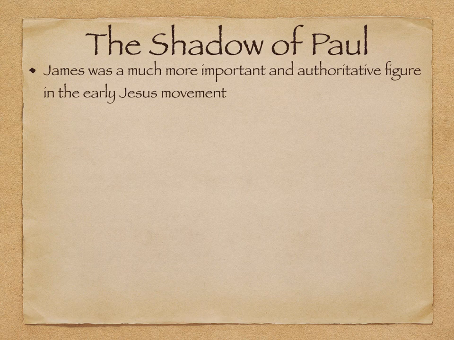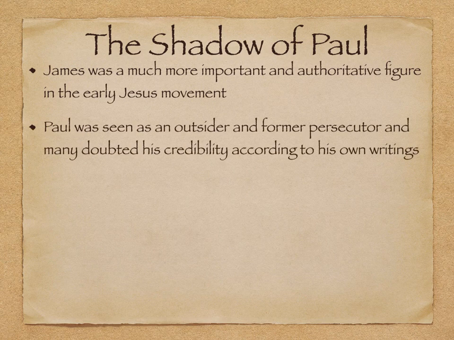James was much more important and much more authoritative in the early Jesus movement. Nobody looked to Paul for an ultimate answer. People looked to James. He was the main leader. And Paul was seen as an outsider. I mean, he tells himself that he was a former persecutor. Acts tells that story 3 times.